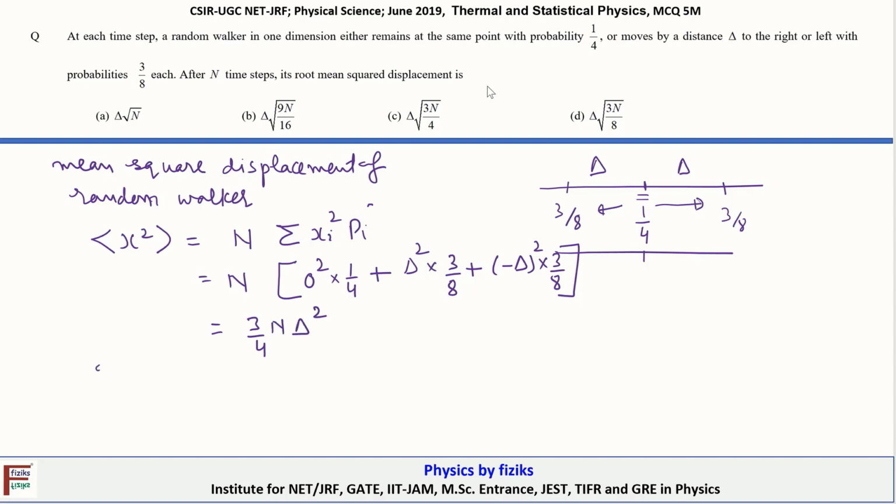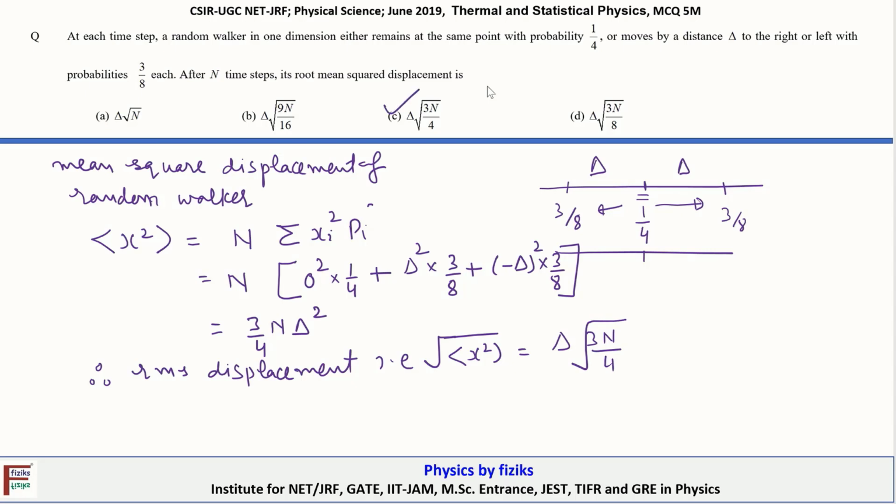Therefore the RMS displacement, that is root of x square, is equal to delta times the square root of 3n by 4, and this matches with option C. So therefore C is the correct option here.